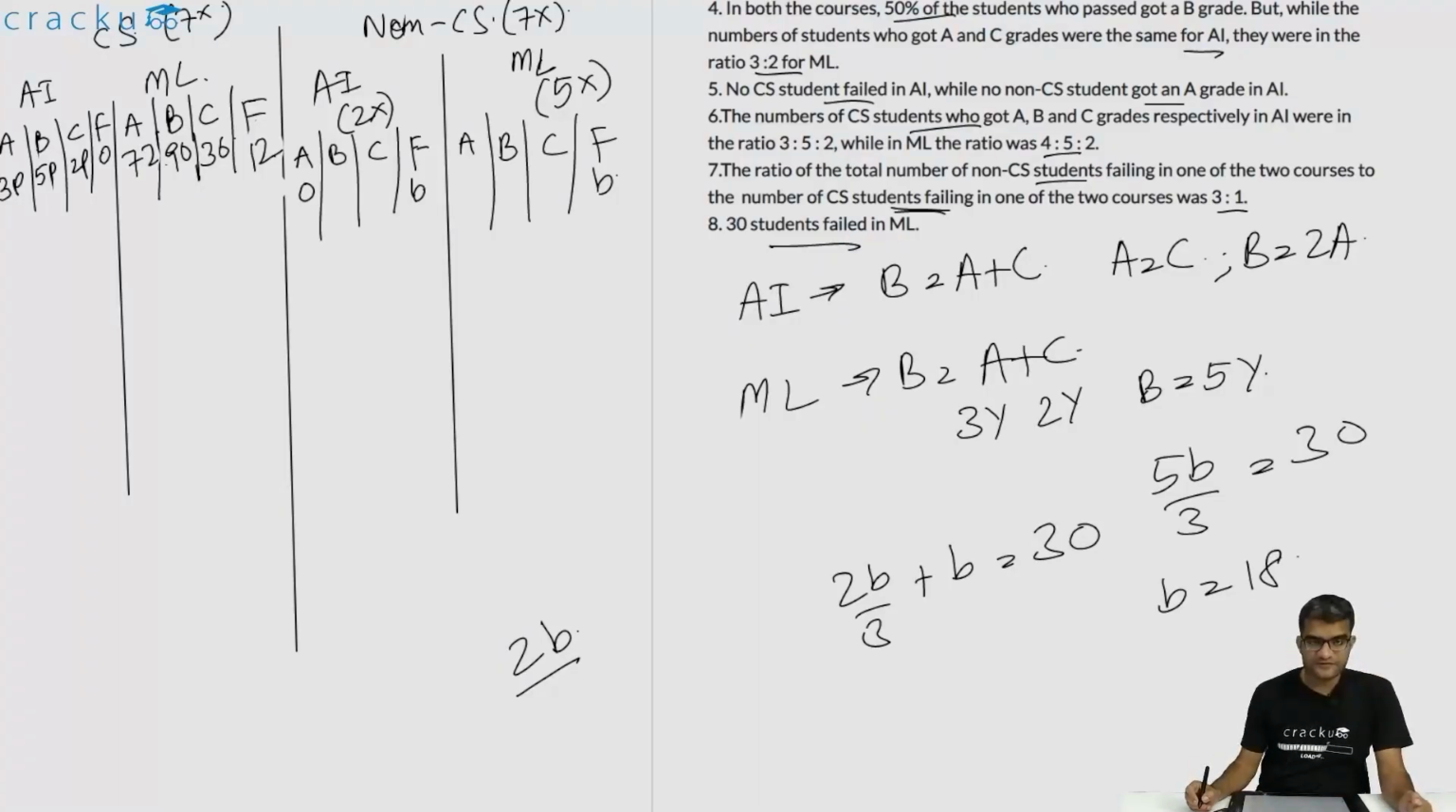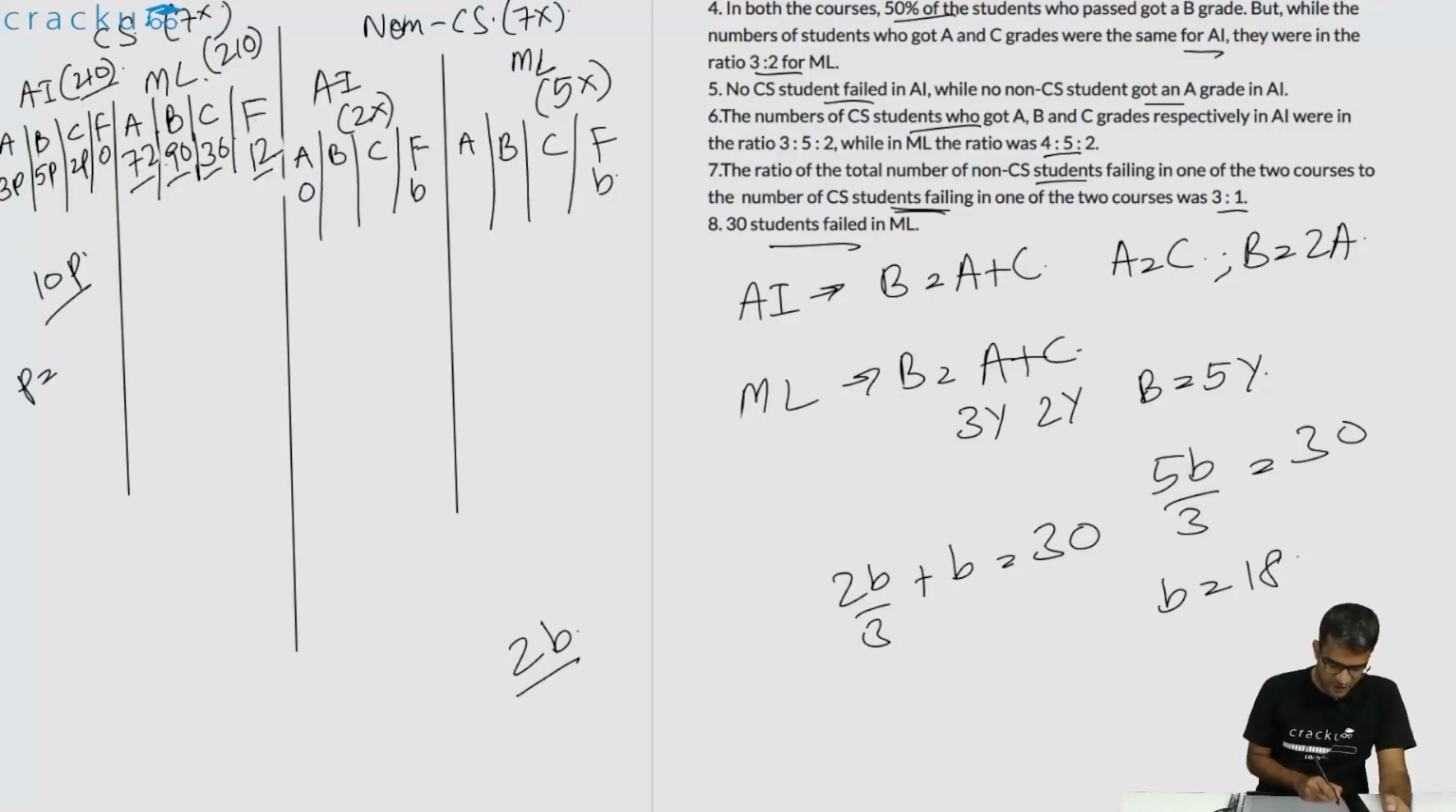Therefore, the total number of CS students will be equal to 72 plus 90 plus 36 plus 12. This, if you sum it up, will be equal to 210. That will be the value of 7x. So the number of students who took AI is also equal to 210. This is divided in the ratio 3P, 5P and 2P. So this is equal to 10P. So 10P is equal to 210, or the value of P is equal to 21.